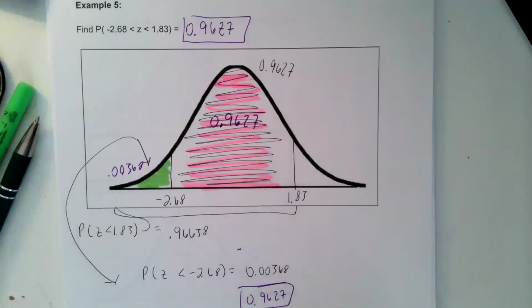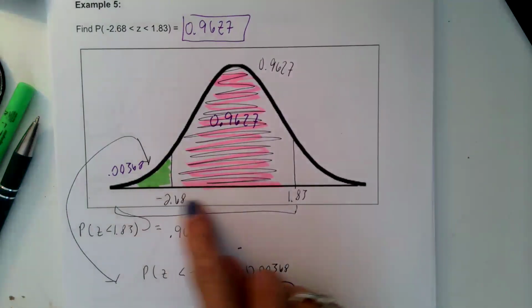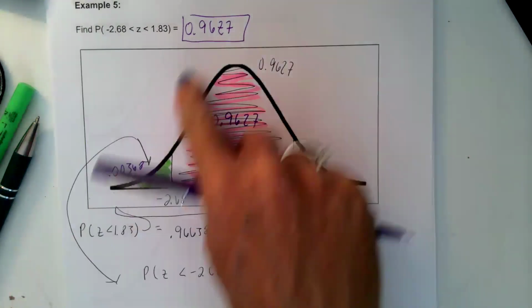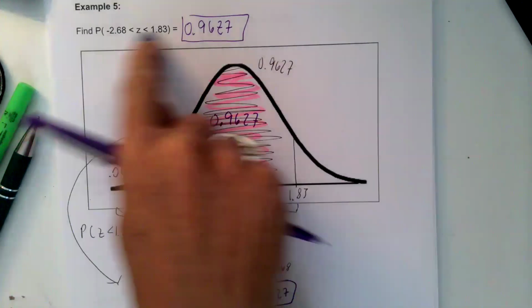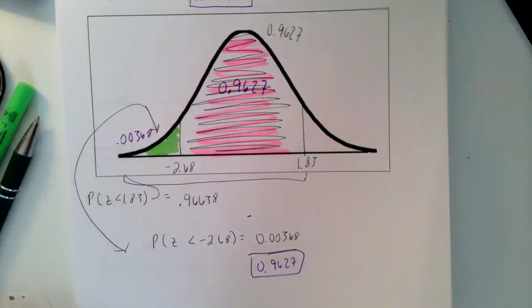Good job. So this is all about, if you know z-scores down below, you can find area and probability up above by using those commands in ALEKS, okay?